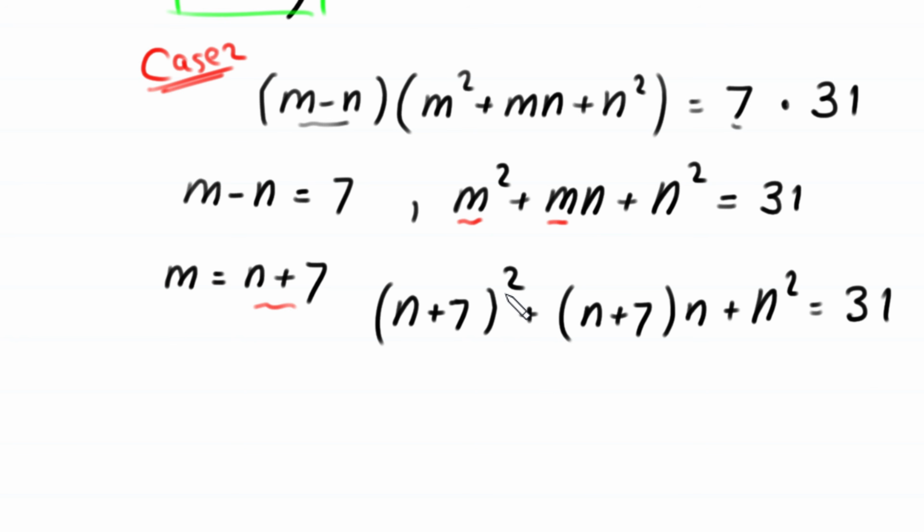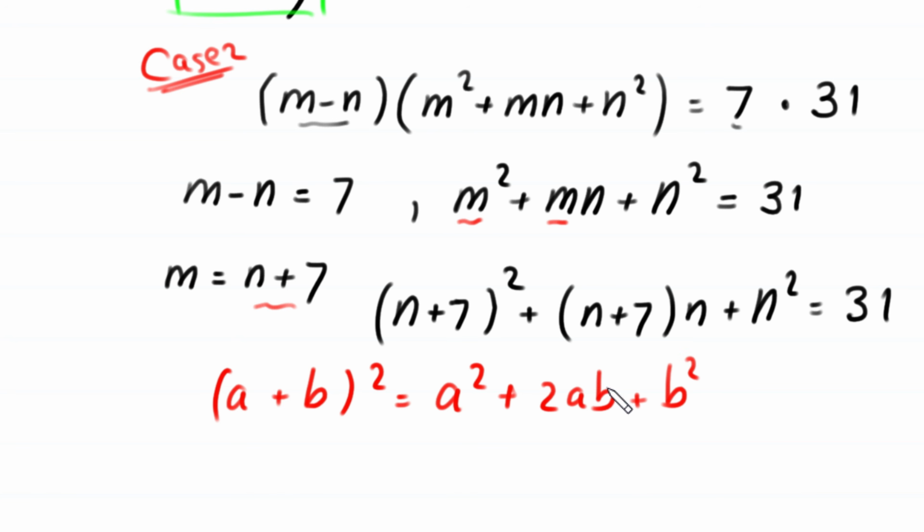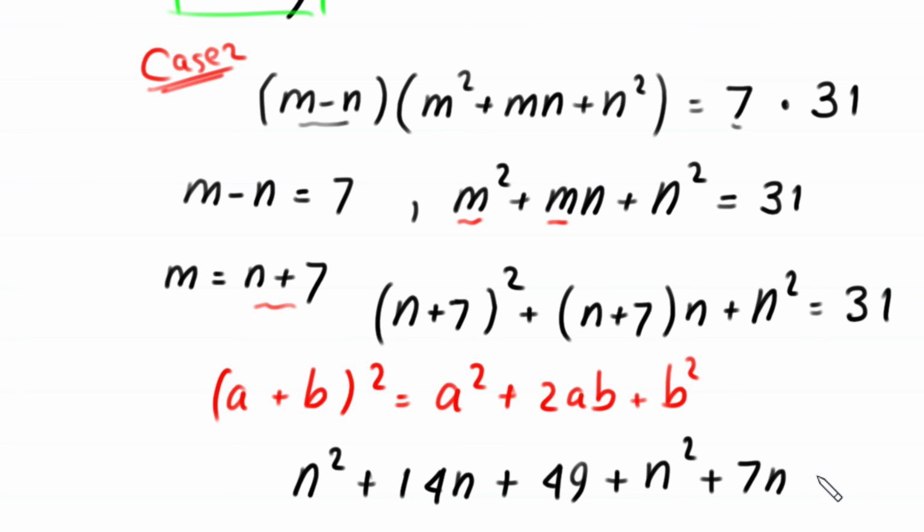Expand this n plus 7 whole squared by using this algebraic identity a plus b whole squared equal to a squared plus 2 times a times b plus b squared. So this n plus 7 whole squared will become n squared plus 14 times n plus 7 squared is 49, plus distribute this n times n plus 7: n squared, n times 7 plus 7n, and this n squared remains same, plus n squared equal to 31.